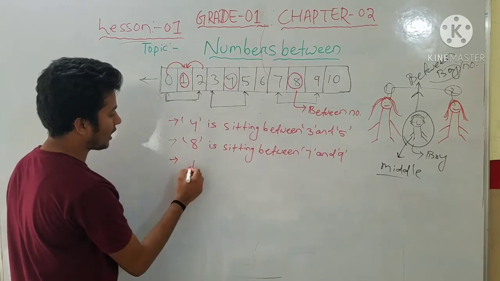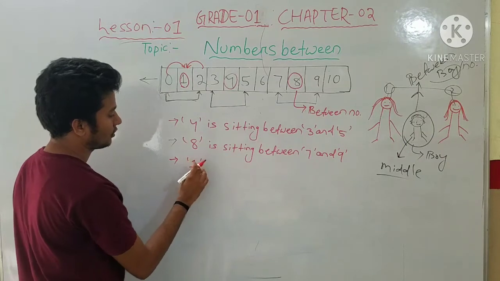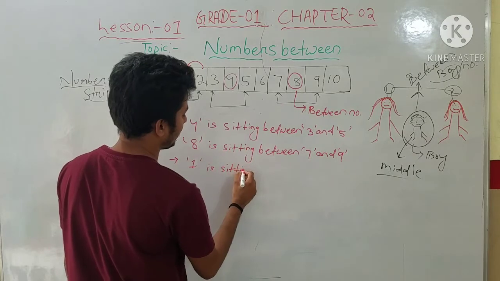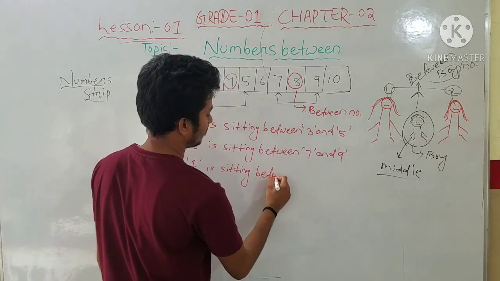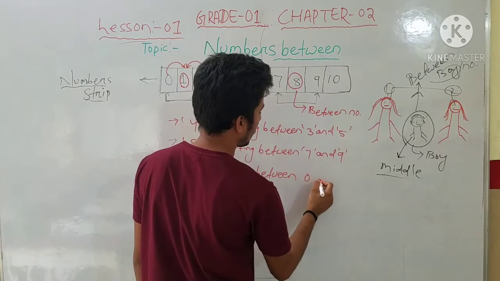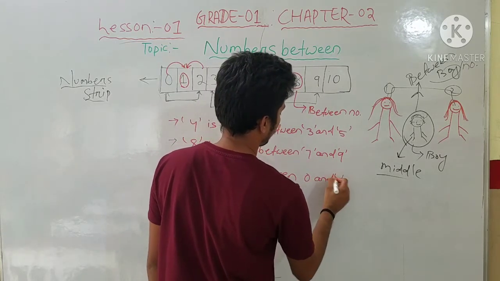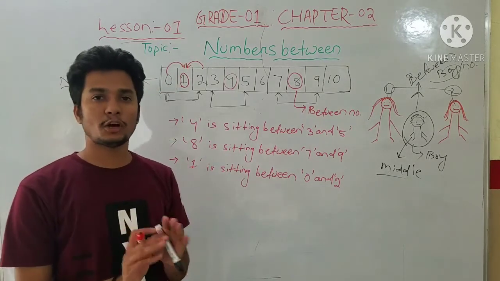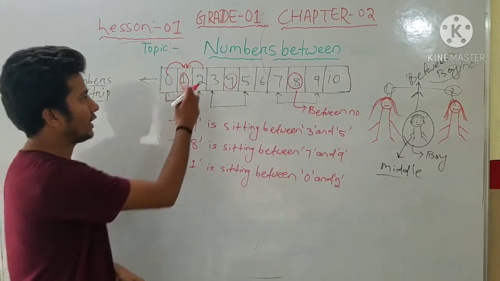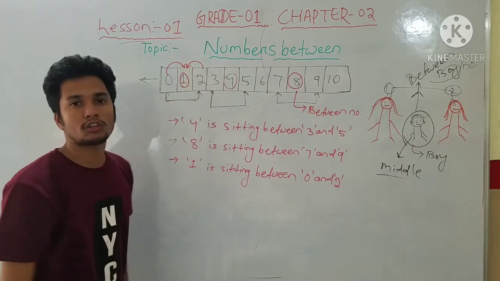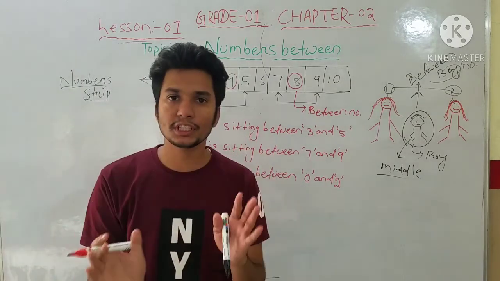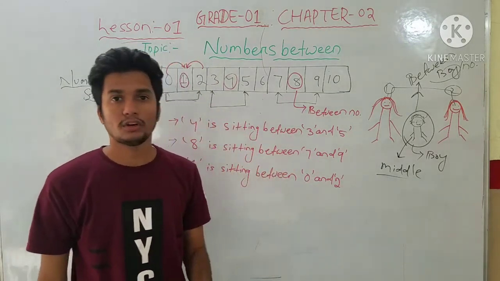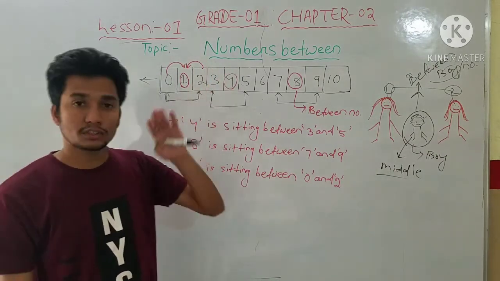So I can write, 1 is sitting between 0 and 2. So 1 is a number. After 0, 1 will come, and before 2, 1 will come. So 1 is the middle number of 0 and 2. So that number is called the between number. Okay, or we can say numbers between.